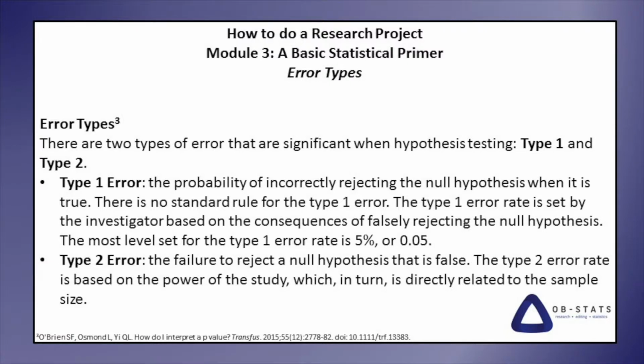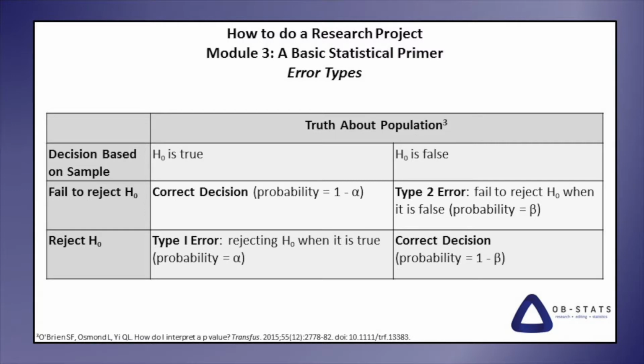Type 2 error: the failure to reject a null hypothesis that is false. The Type 2 error rate is based on the power of the study, which, in turn, is directly related to the sample size. The following table describes the error types.